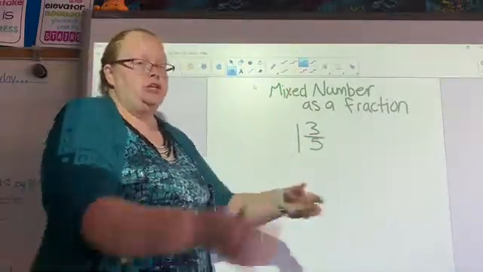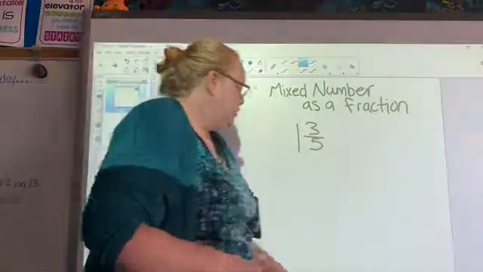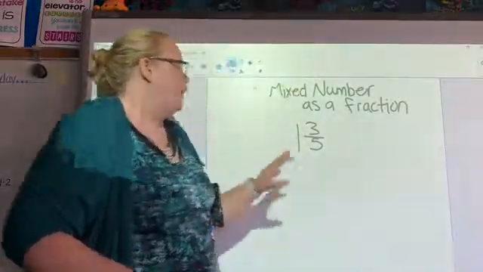So today your student learned how to turn mixed numbers into fractions, but also how to take a fraction and turn it into a mixed number. So let's start off with making our mixed number into a fraction.